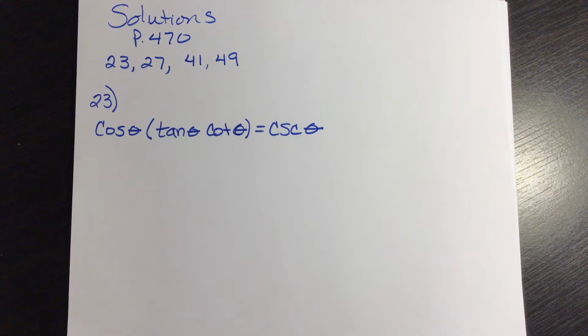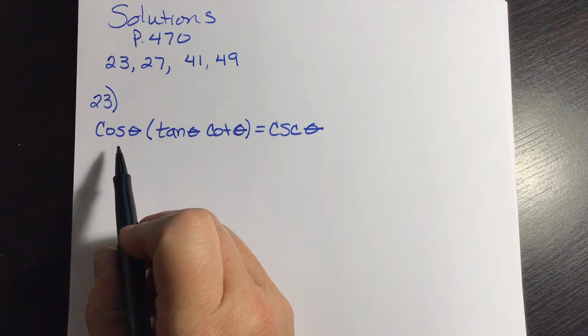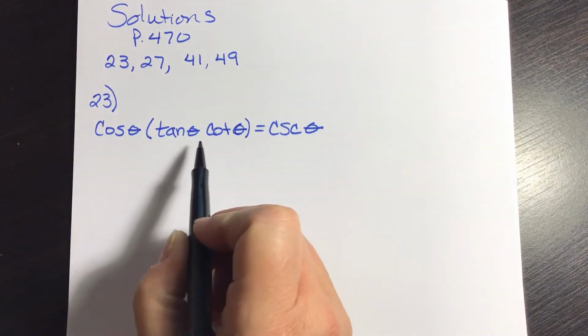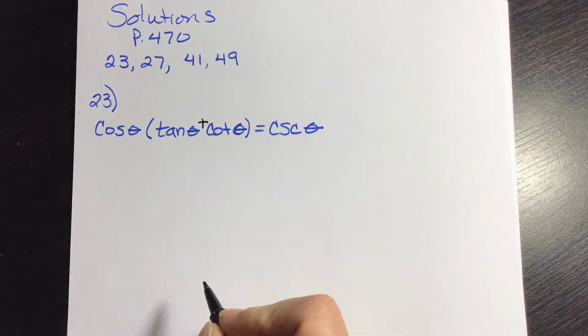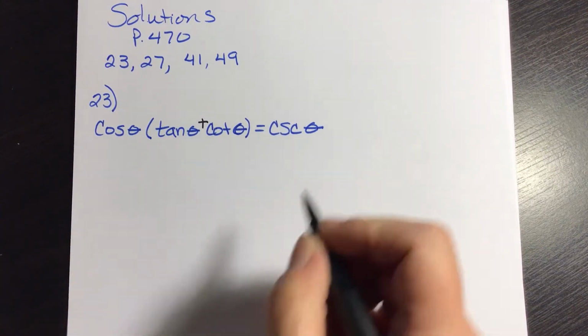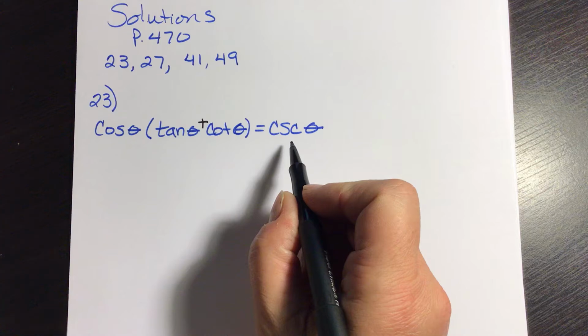And I'm betting that a lot of you do get stuck doing some of these. All right, so I'm going to do 4 problems: 23, 27, 41, and 49. So for 23, we're starting off with cosine times tangent plus, sorry, that's a plus there, cotangent. And we want to end up with cosecant.